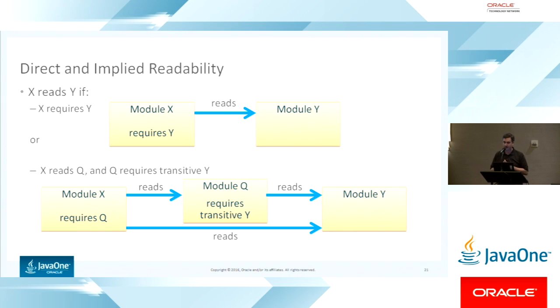So in essence, this model of readability supports downward decomposition. Any module you read can be decomposed by its author into new modules, and readability of the new modules can be recovered with a requires transitive clause in the old module. So you can see that the definition of reads, one module reading another, is recursive. A module X reads another module Y by requiring it directly with a requires clause, or by reading some third module Q, there's the recursion, where Q says requires transitive Y. And now that X reads Y, Y can say requires transitive for some other module, and X will read that too.